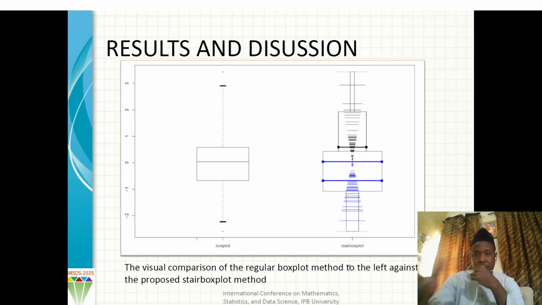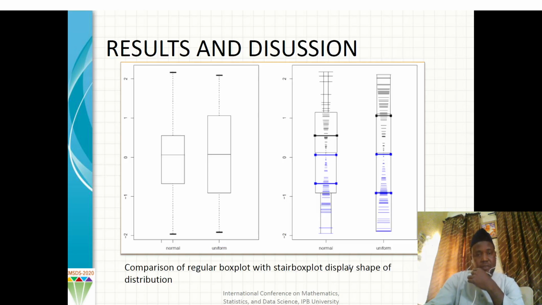So you can see the shape of the distribution, just like how a histogram displays the shape. I think it is more glaringly clear than the box plot shape parameter and so on. So there are many advantages we discussed in the paper. Also, an advantage of this new plot is that you can visualize the shape of the distribution.